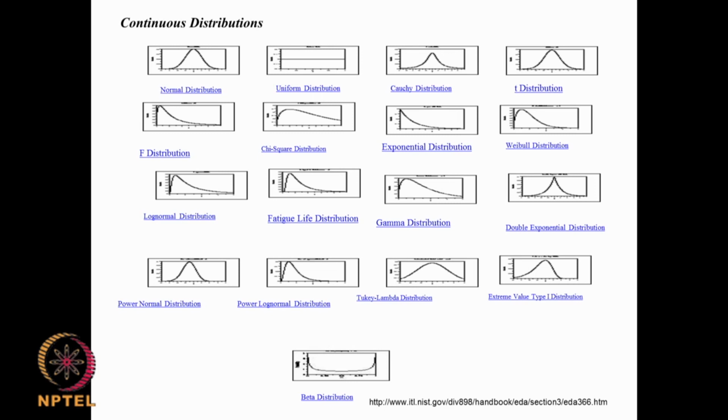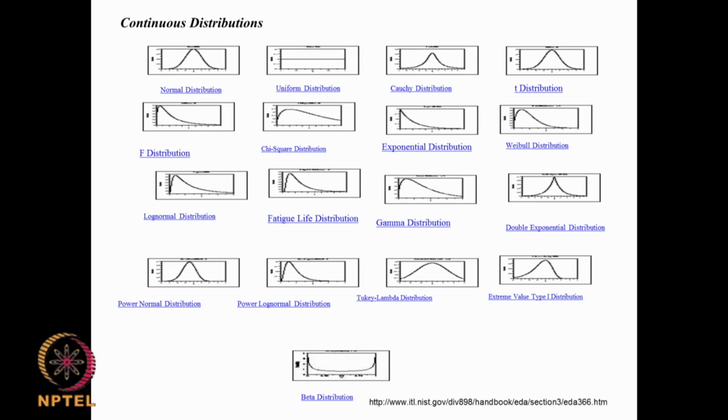In fact there are a large number of distributions, much larger than what I talked about. So as you can see, don't get scared, we have normal distribution, uniform distribution, then we have T distribution, F distribution, and chi-square distribution, we are going to spend some time on these, variable distribution, and so on. These are all continuous distributions. We have fatigue life distribution, gamma distribution, double exponential, power normal, power logarithm, beta distribution, and so on. So a large number of distributions are there.